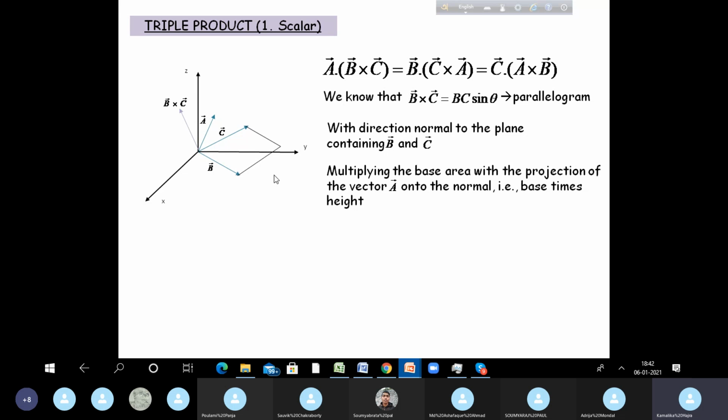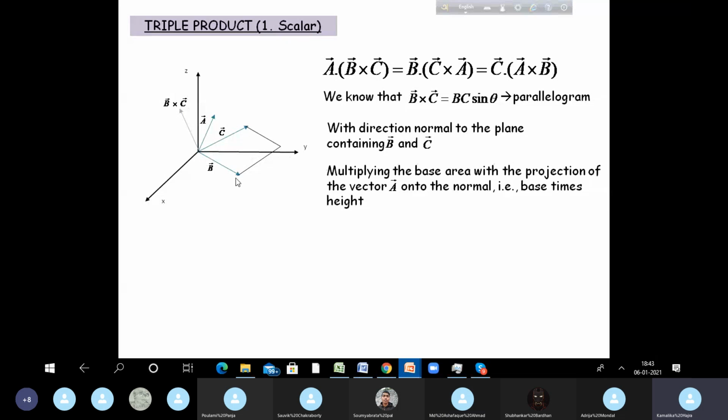So height into base. What does it give you? What is the result of multiplying, not area, height into base? Height into base. Base here is the area. This is the base. Perpendicular. Ma'am, volume. Volume. Right. Volume, ma'am.